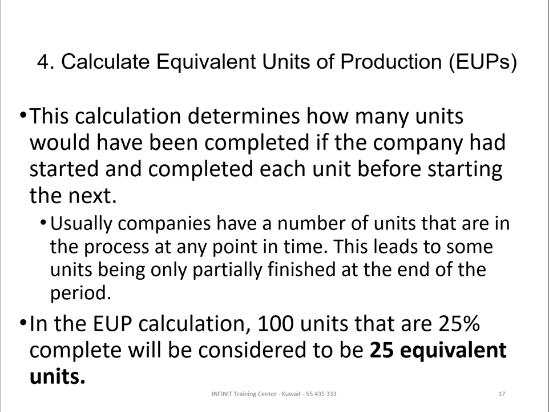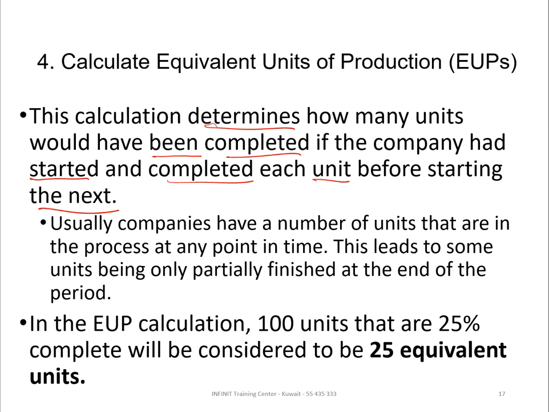The fourth step is what? Calculate EUP, equivalent units of production, that we discussed already. This calculation determines how many units would have been completed if the company had started and completed each unit before starting the next. So if you complete one unit fully, then only start another, how many units could you have completed?